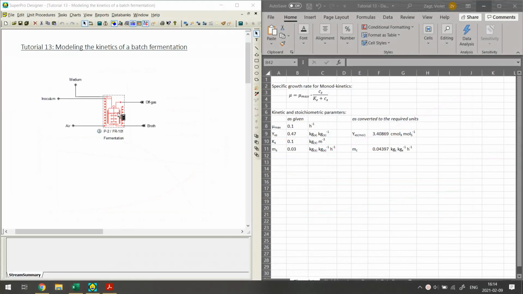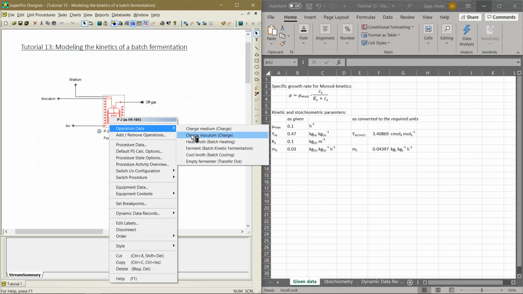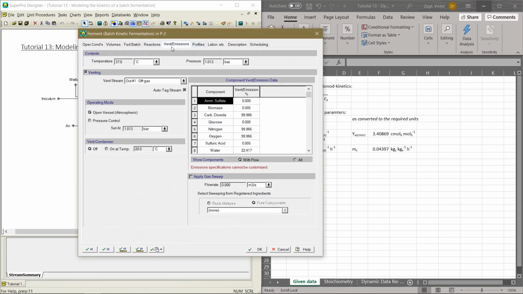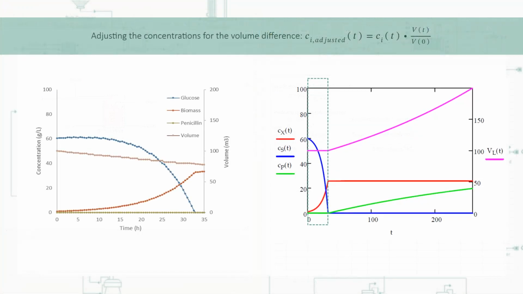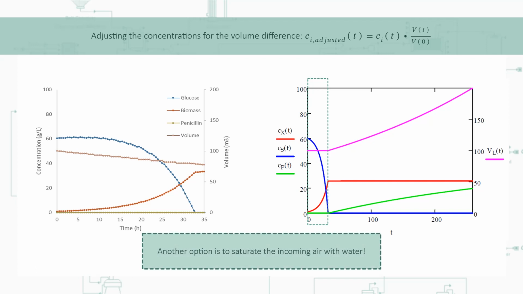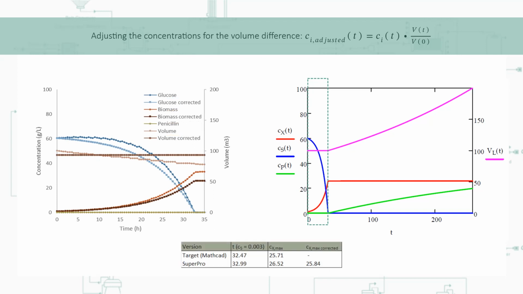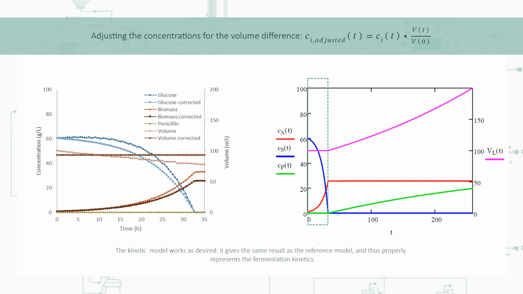In real life, evaporation is remedied by condensation of the off-gas at 2 degrees Celsius. Yet, at the current liquid volume and gas flow rate, a considerable amount of water is still lost. Luckily, we can still show that our model is accurate by simply adjusting the concentrations of biomass and sugar for the volume loss. The resulting concentration profiles are exactly as predicted by the MathCAD model. This shows us that our kinetic model does work as it should.